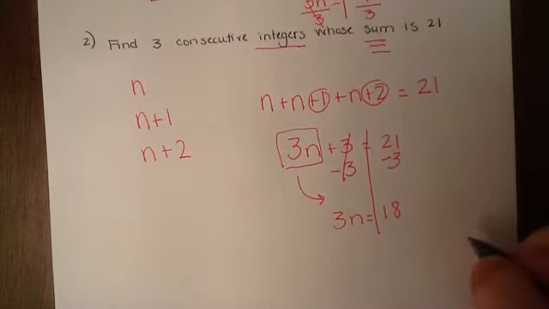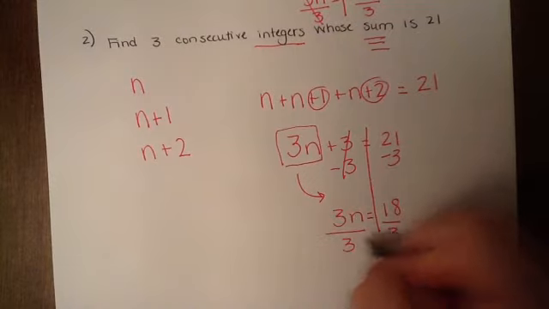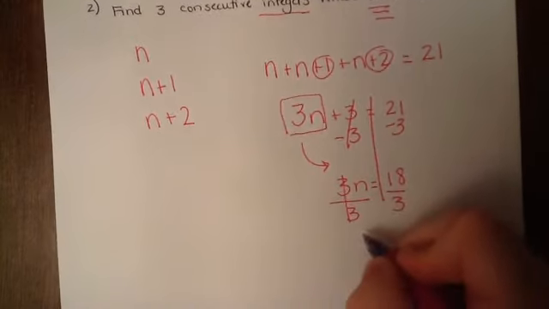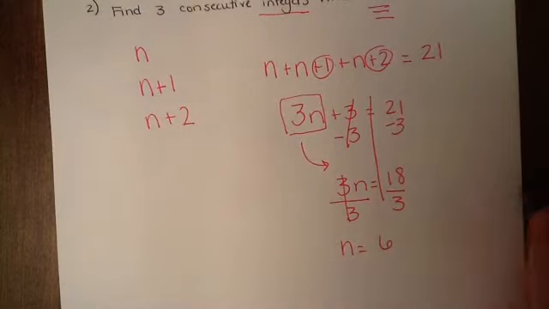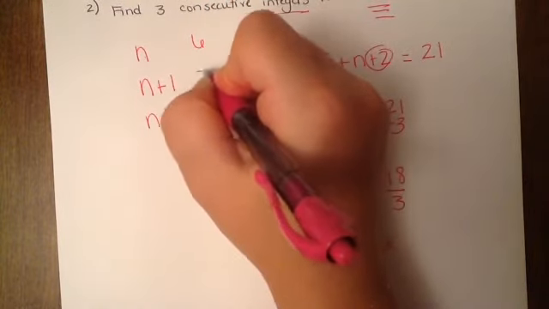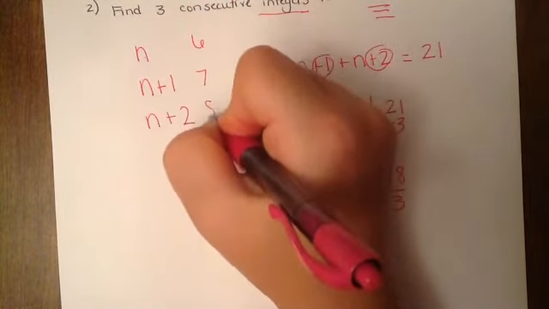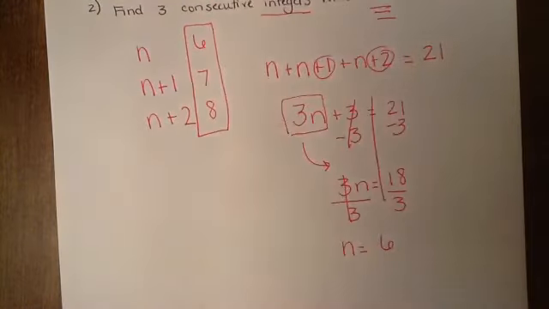And how did you solve? Divide by 3. n equals 6. That's my first number. So if this one is 6, what's my next number? 7 and 8. If I add those three together, we should get 21.